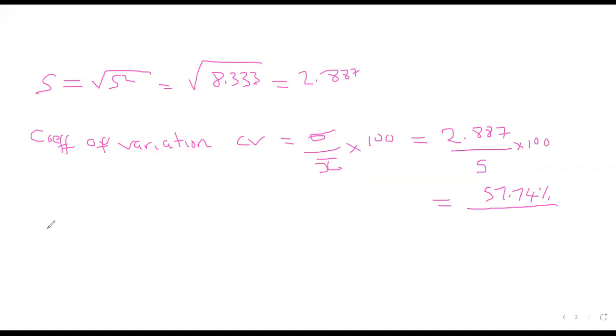Okay. Then we go to coefficient of what? Skewness. Coefficient of skewness. This one is given by 3 times (x bar minus median) divided by standard deviation.